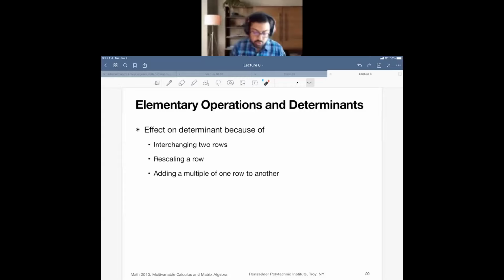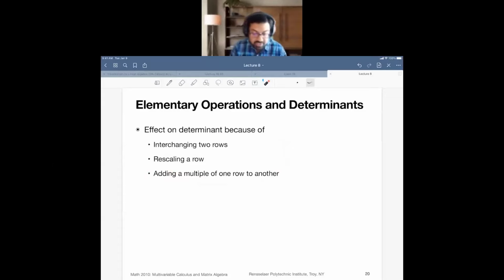There are three of them, right? So interchanging two rows keeps it row equivalent. Rescaling a row keeps it row equivalent. Adding a multiple of one row to another keeps it row equivalent. So these three strategies were adopted for the Gauss-Jordan elimination method to solve a system of linear equations.